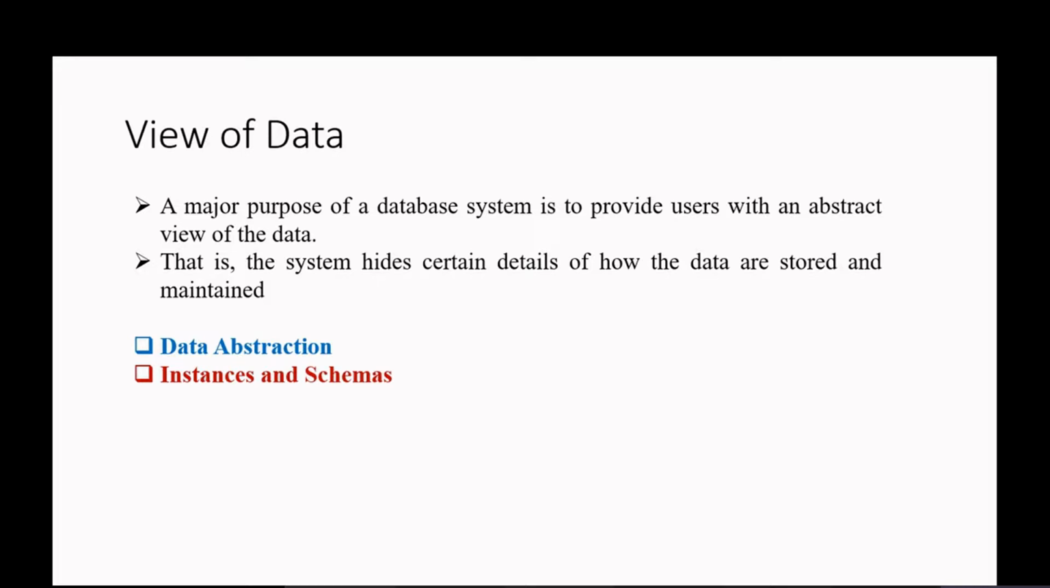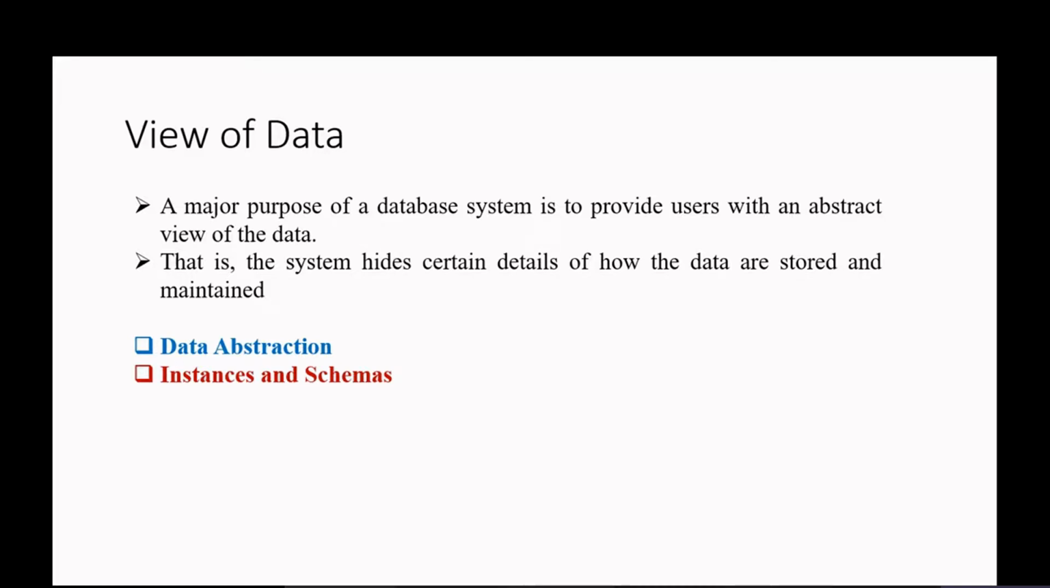And the second important reason why we say hiding certain details of how the data is stored and maintained is that we have different categories of users. One of those we can term the database administrator, who has the central control on the database. He is authorized to perform some modifications in the databases, but every user is not allowed to perform that.